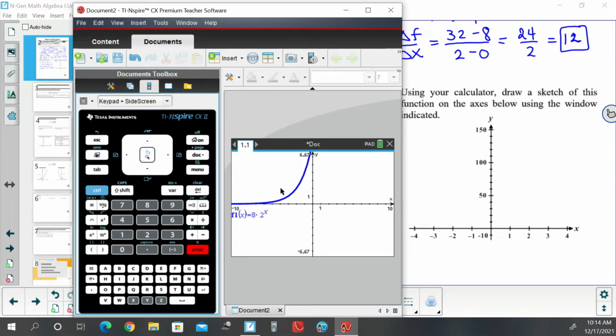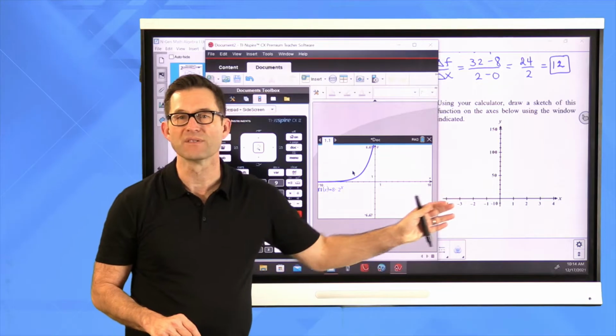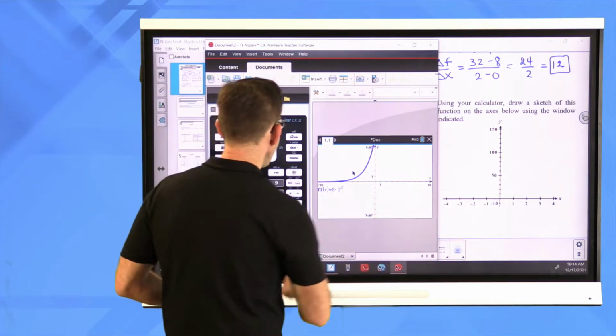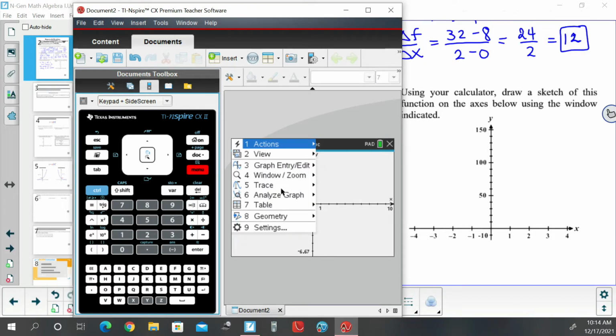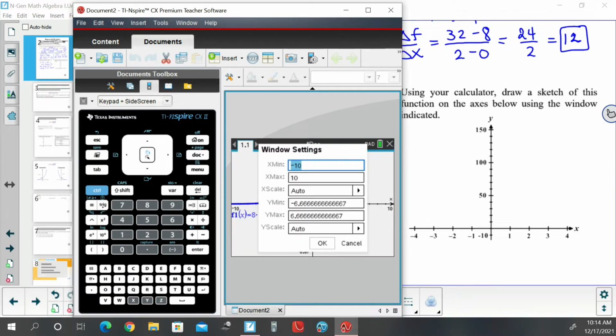Okay, well, that doesn't do too much for me yet because I haven't set my window to be the same as this window. So let's go in and do that now. I'm going to hit my menu button, go down to option 4 for window, and then I'm going to go into window settings. Looks like they're telling me that I should go from -4 to 4 along the x-axis.